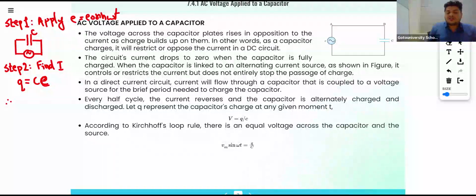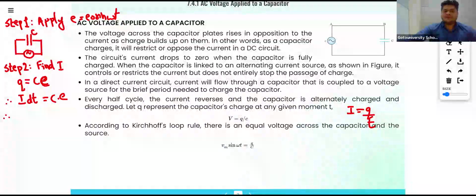What is current? What about charge? See, current is charge per unit time, so charge will be current into time. So I dt will be equal to C into E. I will be I naught sine omega t, and E will be E naught sine omega t.